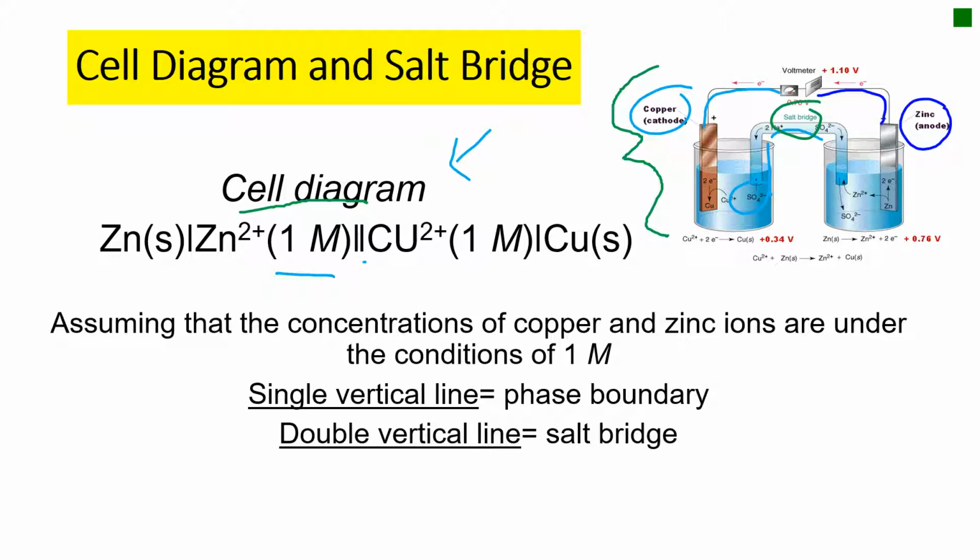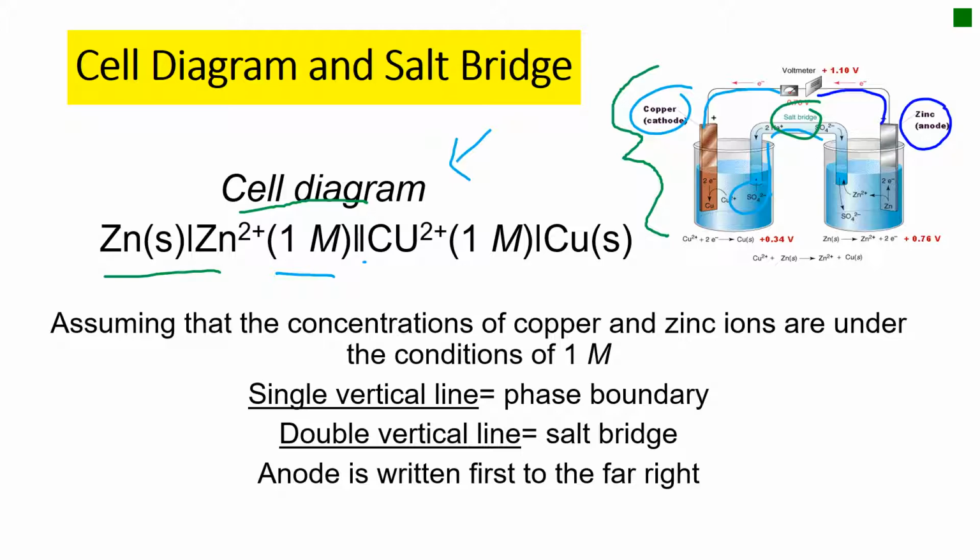The anode, in this case, if we were to do the cell diagram, would be written first, to the far right, always. The anode.